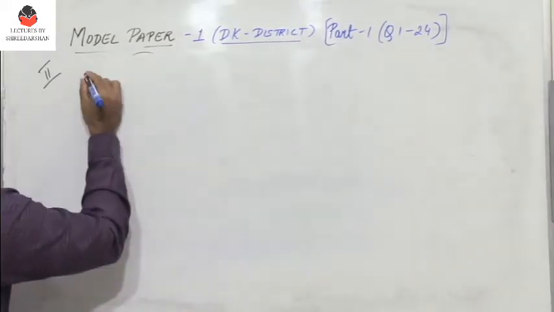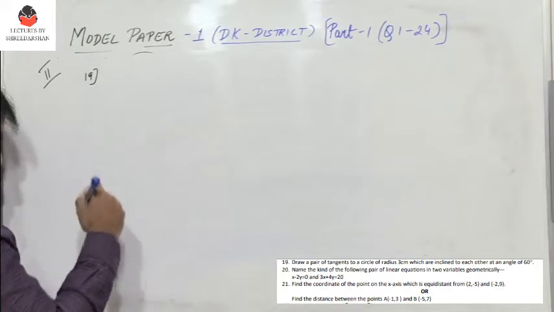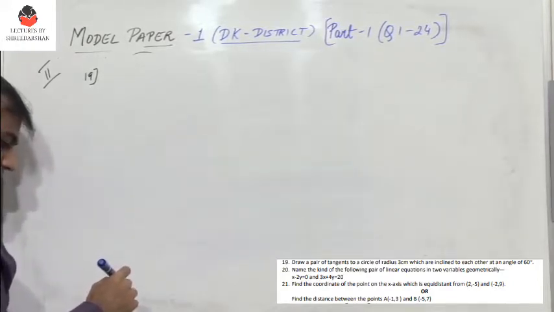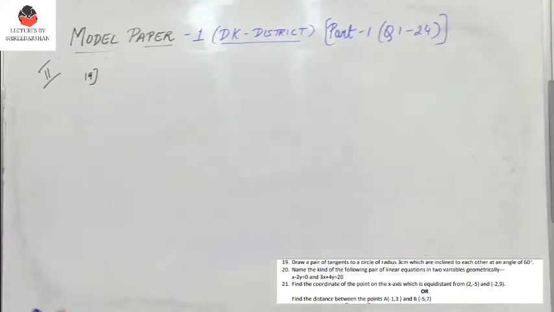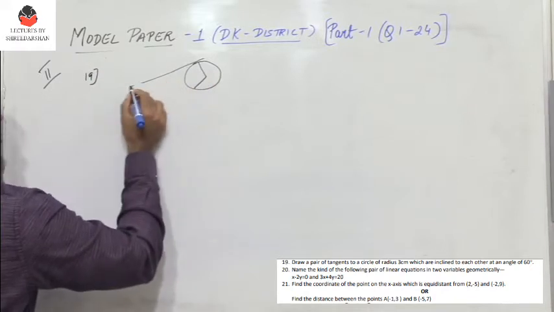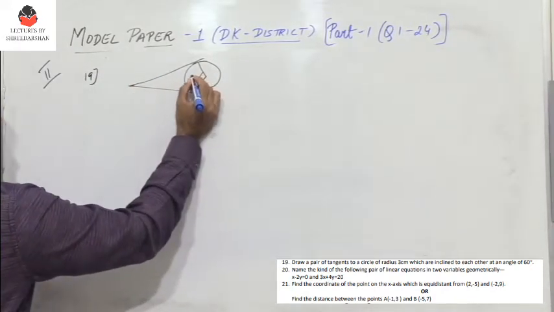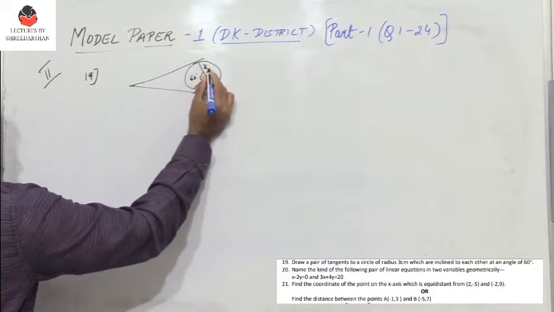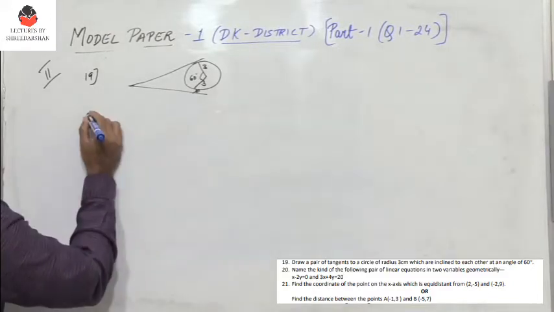Problem 19, I will skip it because it has been repeated a number of times. We need to draw a pair of tangents to a circle of radius 3 centimeters inclined at 60 degrees. You have a circle, 2 tangents have been drawn from a given point and the angle is 60 degrees. This is 3, this is 3, right? So you have to draw the construction. Let me skip this.